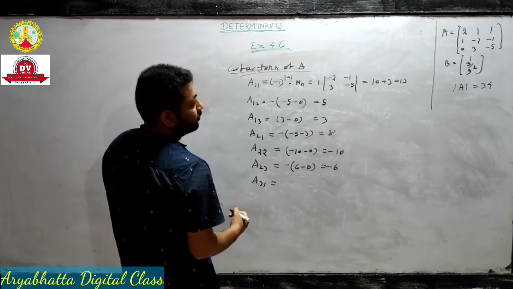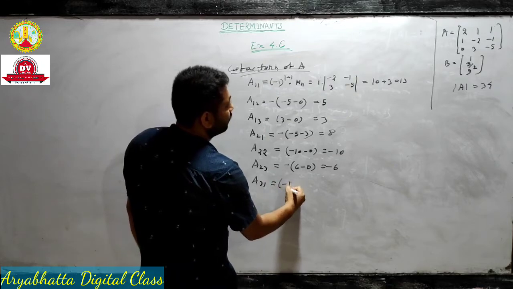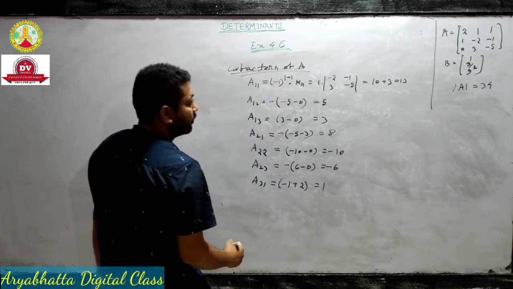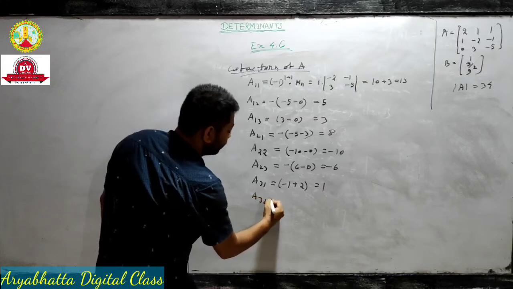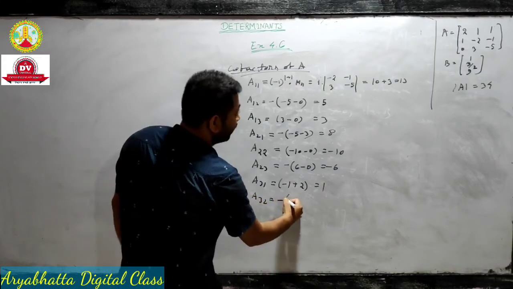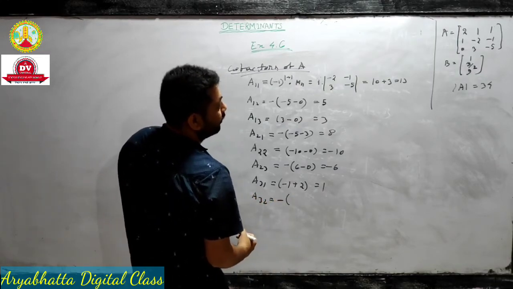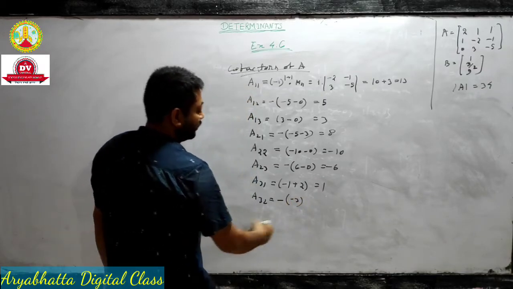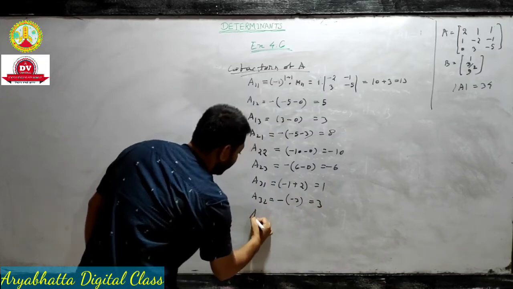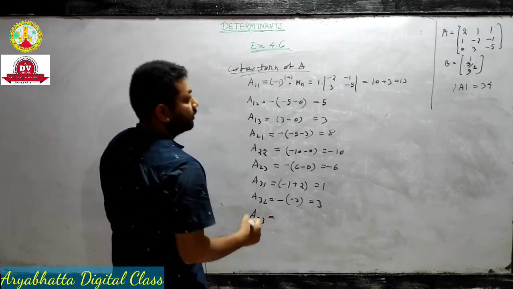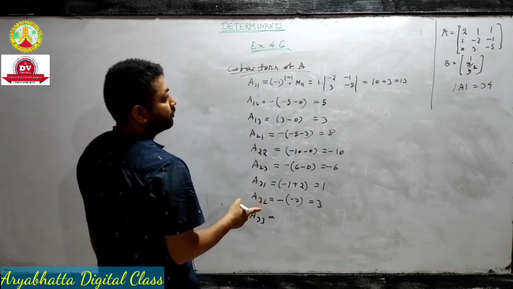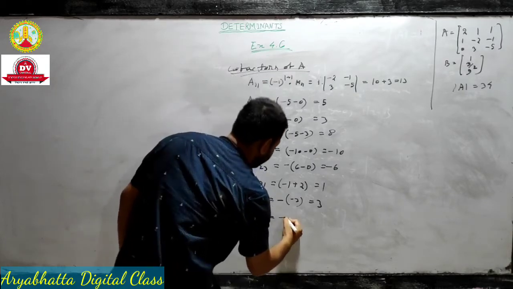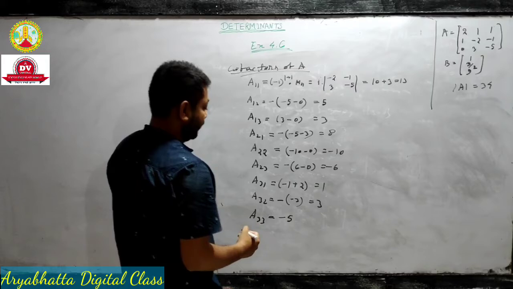A31 is equal to minus 1 plus 2. This is equal to 1. Next, A32 is equal to minus 2 minus 1 minus 3. This is equal to plus 3. A33 is equal to minus 4 minus 1 minus 5, which is equal to minus 5.